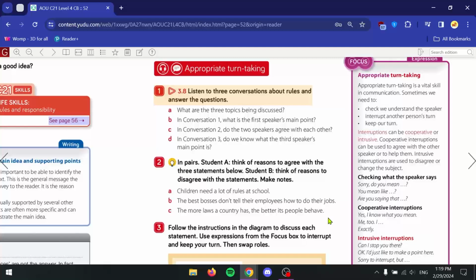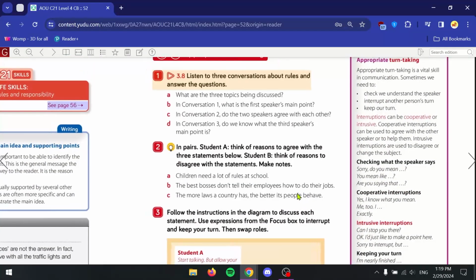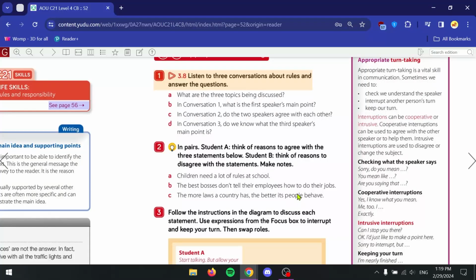Now, let's go to the last one, and it's in red for a reason. Intrusive interruptions. Intrusive interruptions is when you stop someone because you disagree with them.